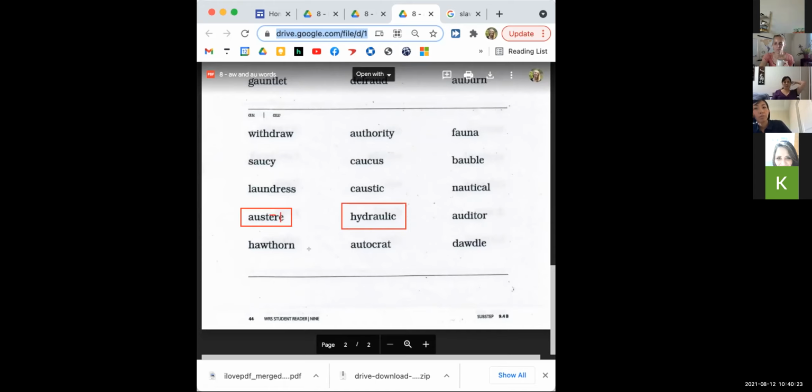If the last E was not there, then we would say austere, like that. Correct. If the word was spelled A-U-S-T-E-R, this would be a different sound. But because this final E is here, it changes the sound, like this: austere. Okay, thank you.